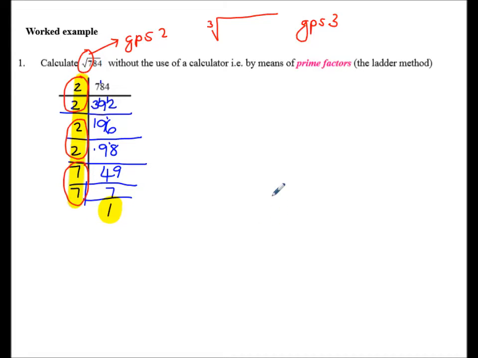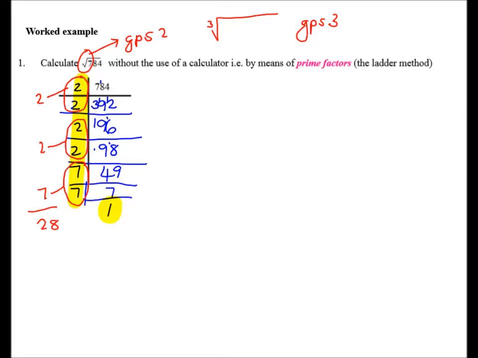So to find my square root, I'm going to take 1 2 out of that group. I'm going to take 1 2 out of that group. I'm going to take 1 7 out of that group, and my answer will be 2 times 2 is 4, 7s are 28. So the square root of 784 is 28.